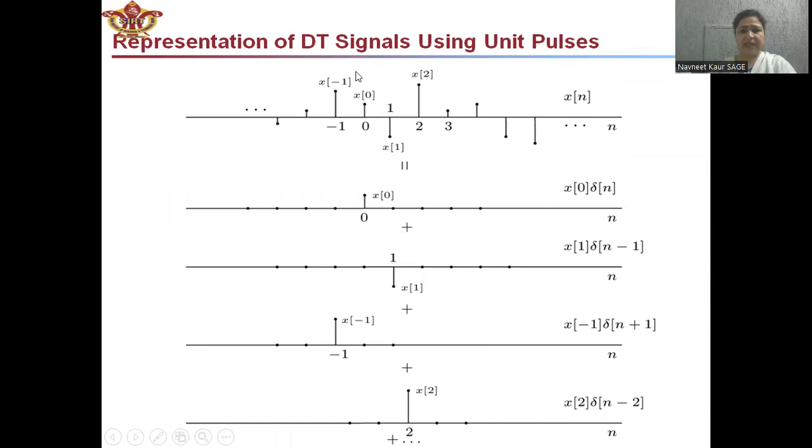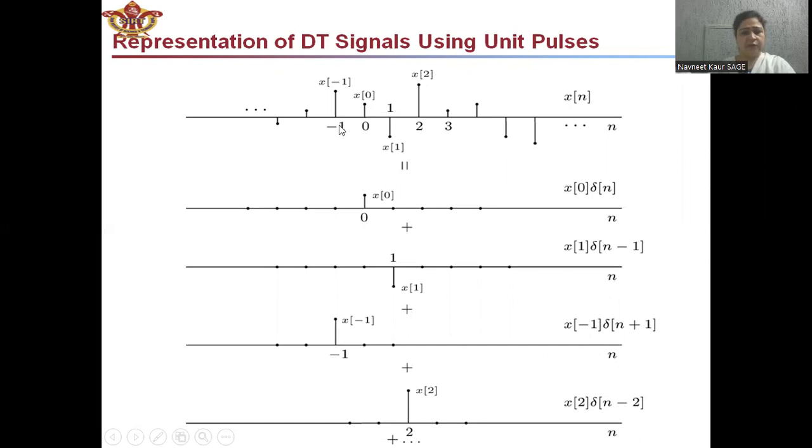That means I can represent the sample at n equal to 0 as x[0] delta[n], where delta[n] represents a unit impulse located at n equal to 0. Since the strength of the unit impulse function is 1, this product will give only the value of the sample x[0]. Similarly, the sample x[1] will be represented as x[1] delta[n-1], where delta[n-1] is the shifted impulse at n equal to 1.